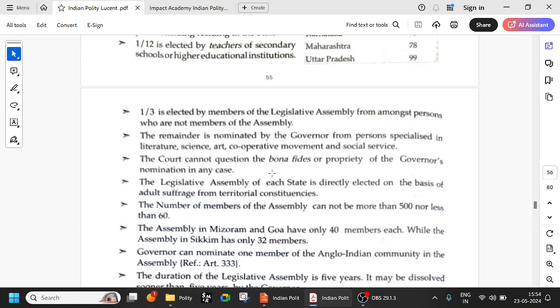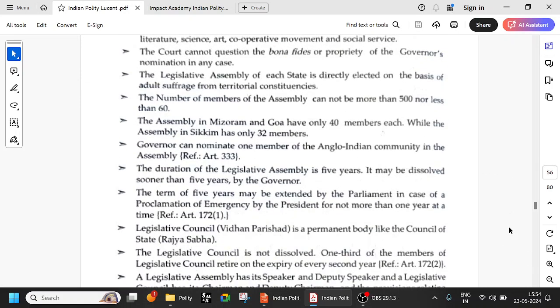The legislative assembly of each state is directly elected on the basis of adult suffrage. That means anyone who is above 18 and registered as a voter can vote in the MLA election. The number of members of the assembly cannot be more than 500 or less than 60. So even if it's a very big state, it cannot be more than 500, and cannot be less than 60. In Andhra Pradesh, it is 175. The assemblies in Mizoram and Goa have only 40 members each, while the assembly in Sikkim has only 32 members. We've already seen, right? For a few small states, it is reduced to 30. So the minimum there has to be 30, and Sikkim has 32 members.